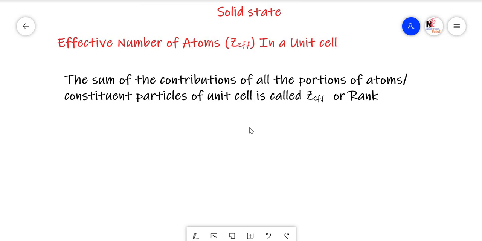But whenever the crystal is made up of many unit cells, the atoms or particles present in a unit cell are automatically shared with the other unit cells of the crystal. So in such cases, we need to find out how many atoms actually belong to a particular unit cell. We have discussed the types of unit cells in the previous session. In today's session we shall discuss the effective number of atoms and how to calculate it.